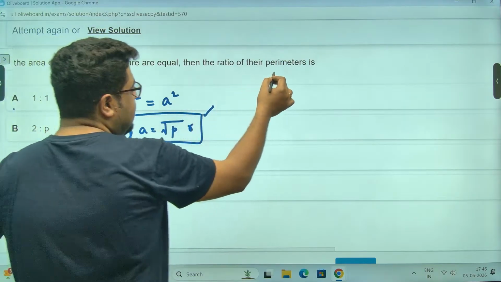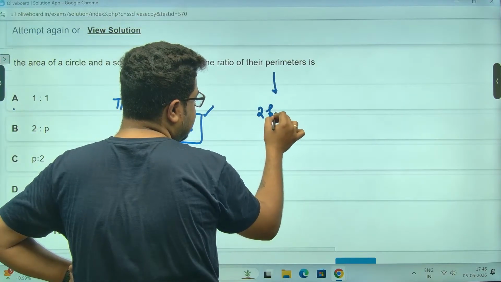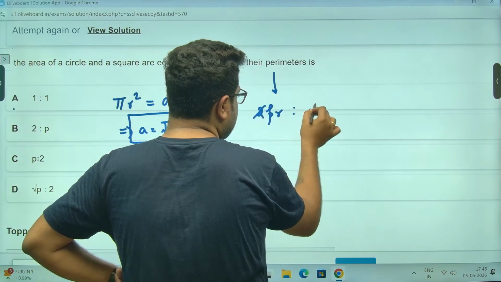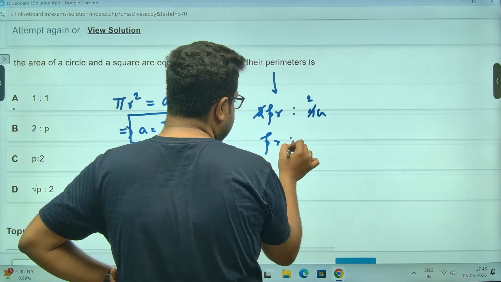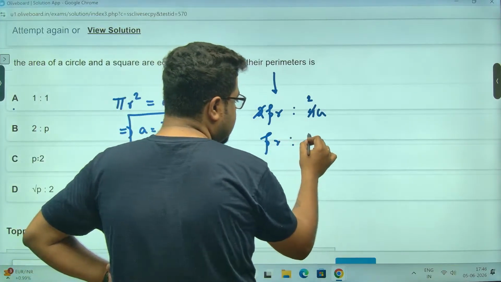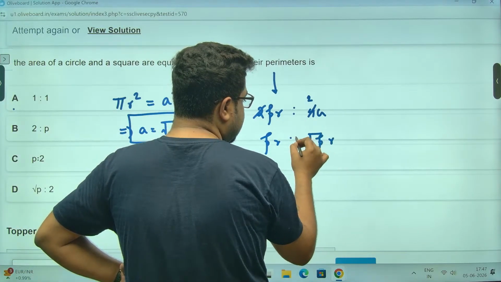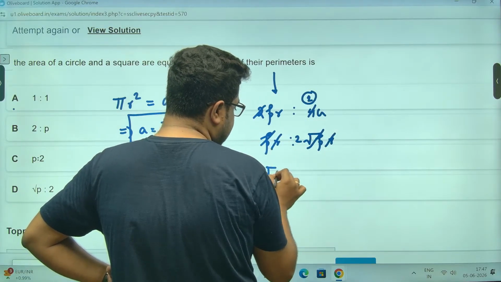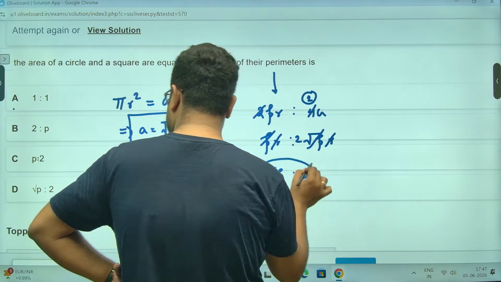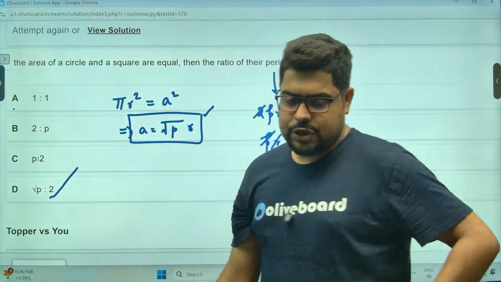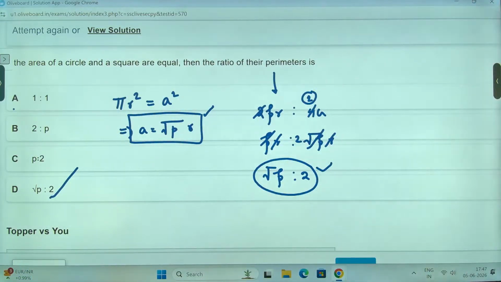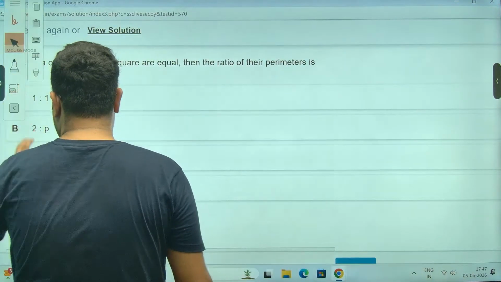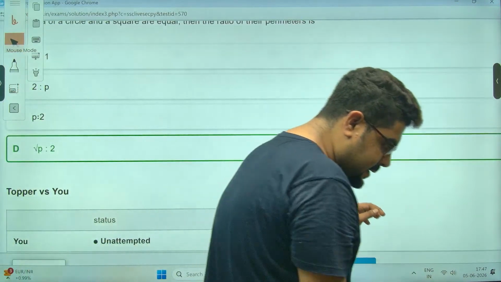Perimeters: it will be 2 pi r and 4a. 2 cancels, so pi r is 2, a is root pi r, and there's a 2. So r cancels, root pi cancels, so my answer will be root pi is to 2. Option number D. A very basic question to start with.